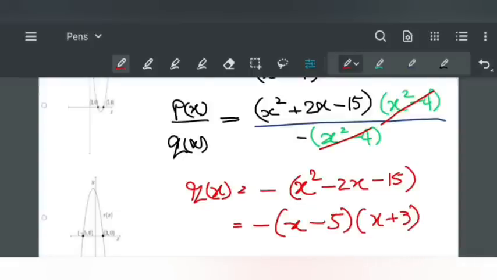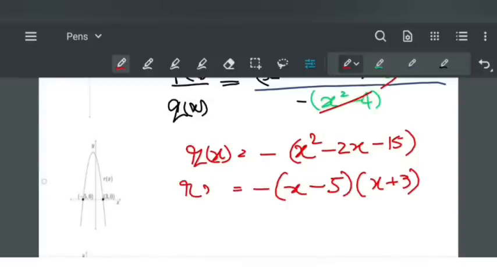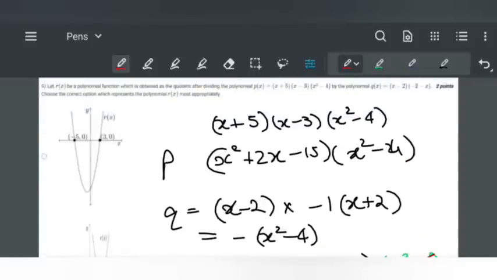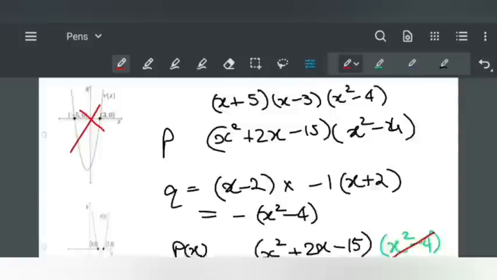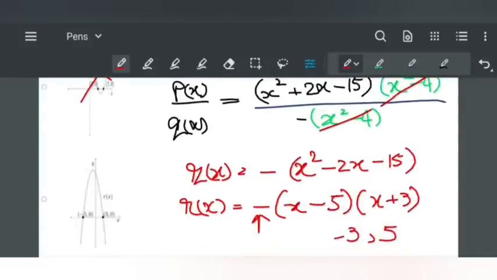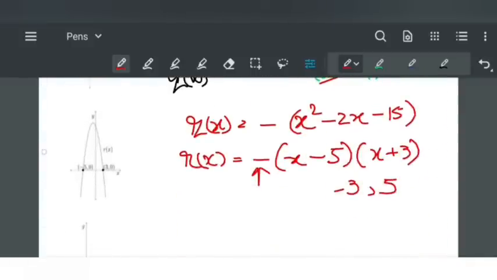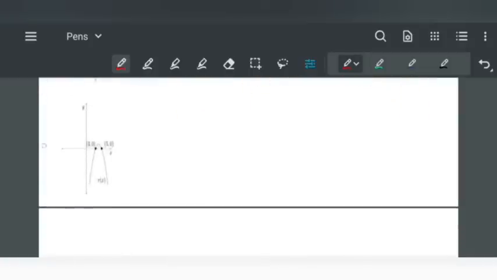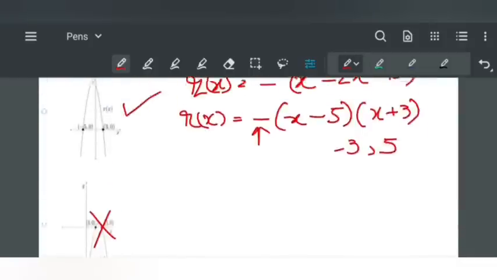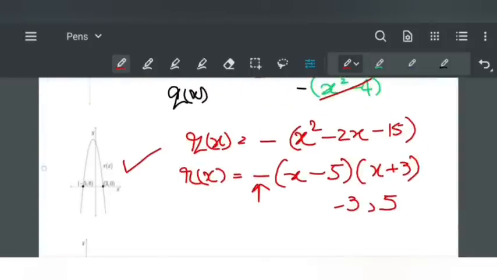So r(x) suggests that the negative sign will be opening downwards, has one root minus 5 and one root plus 3. So this is opening upwards, wrong. Opening upwards, wrong. Opening downwards, have roots minus 5 and 3, so correct. Opening downwards but roots are plus 3 and plus 5, so wrong. Hence your answer is C.